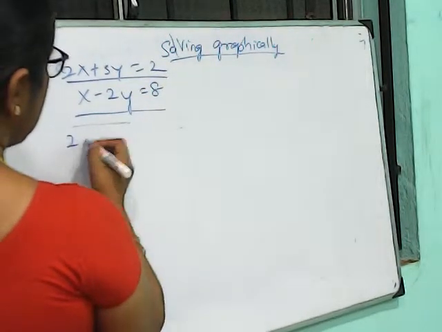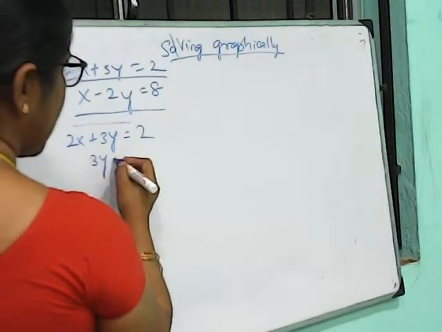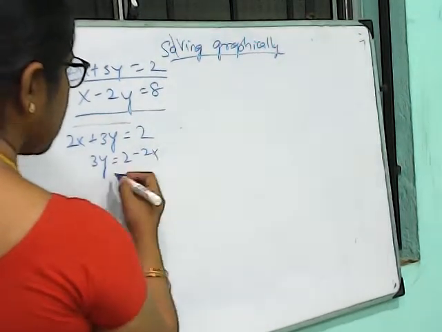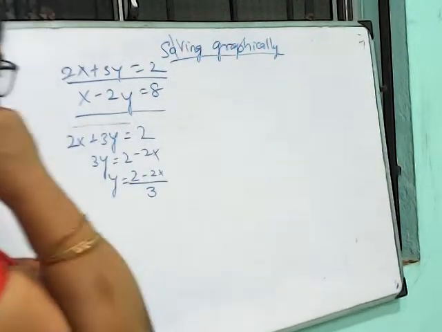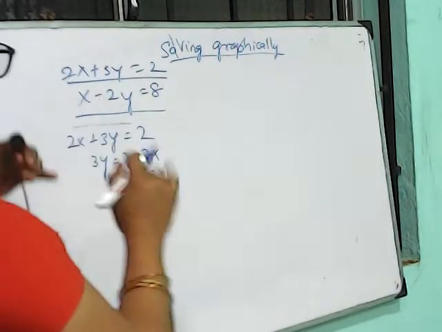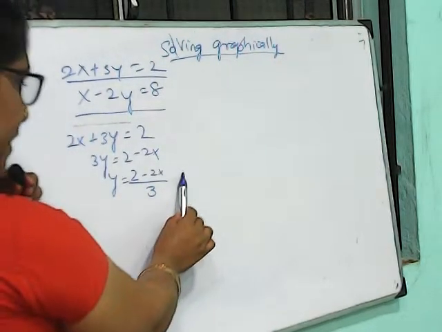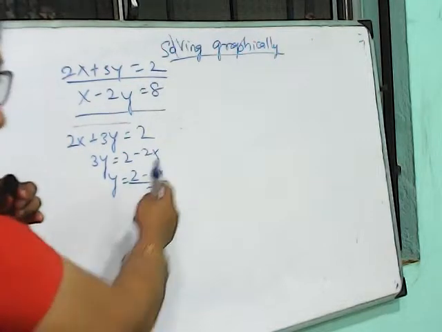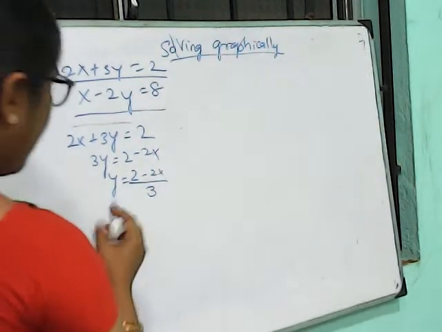Okay, now see, 2x plus 3y is equal to 2. First let us take either. So 3y is equal to 2 minus 2x. y is equal to 2 minus 2x divided by 3. So what I have done, I have retained one variable, shifted all the other variables to the other side, and finally, we'll substitute the value of x and we'll get the value of y. Okay, now see how to do it.